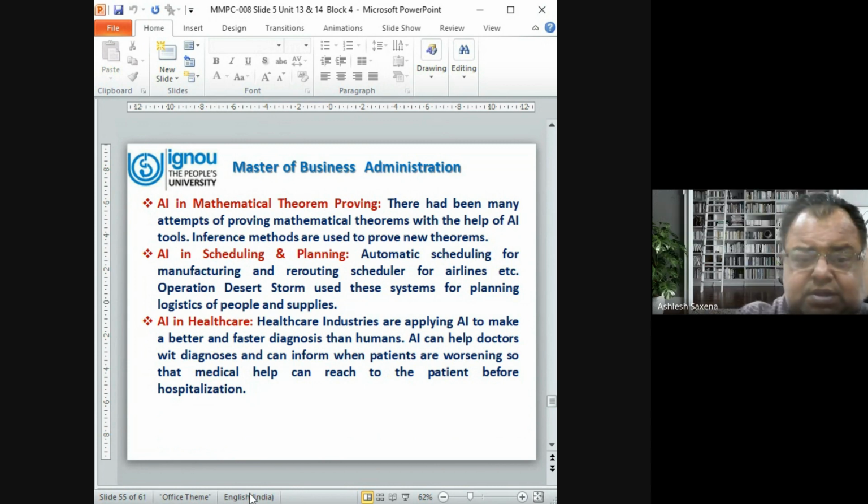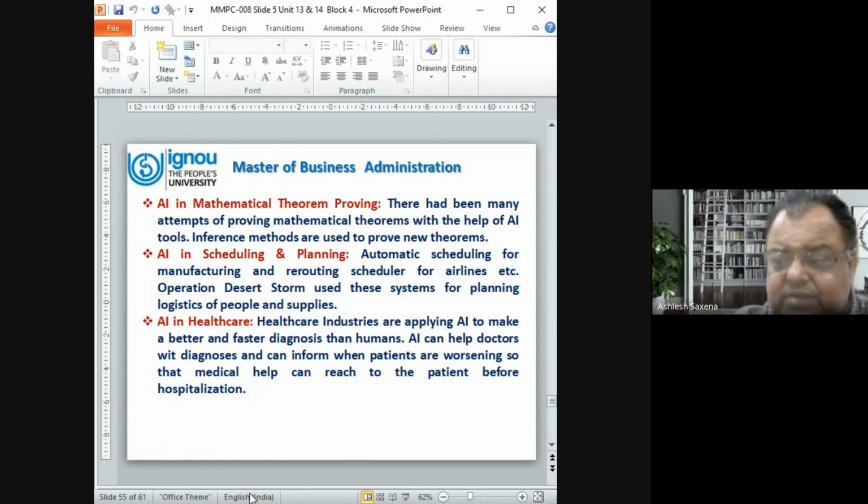Artificial intelligence in scheduling and planning. Automatic scheduling for manufacturing and rerouting schedulers for airlines, etc. Operation Desert Storm used these systems for planning logistics of people and supplies.